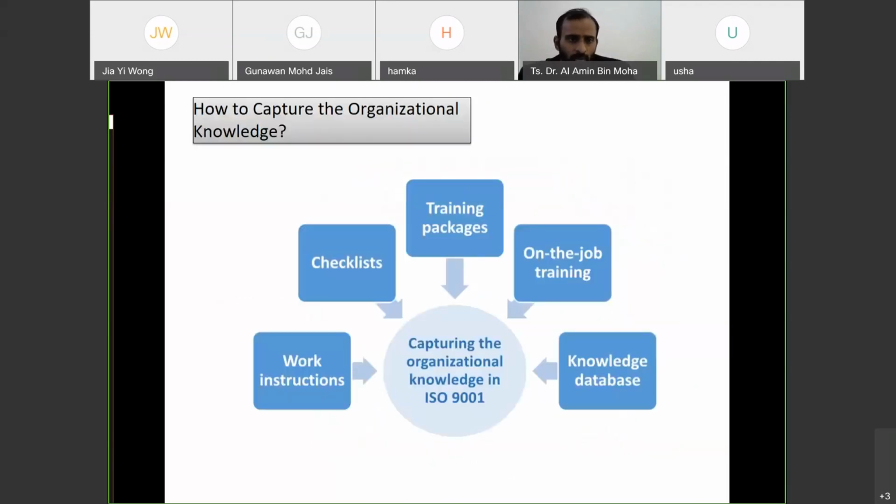So how to capture the organizational knowledge? This is to answer ISO 9001, right? How do you capture this? Because when people come to audit, they need you to prove that you appreciate the knowledge of your organization or the knowledge of your staff, and how do you capture it? So these are some of the ways that we identify.